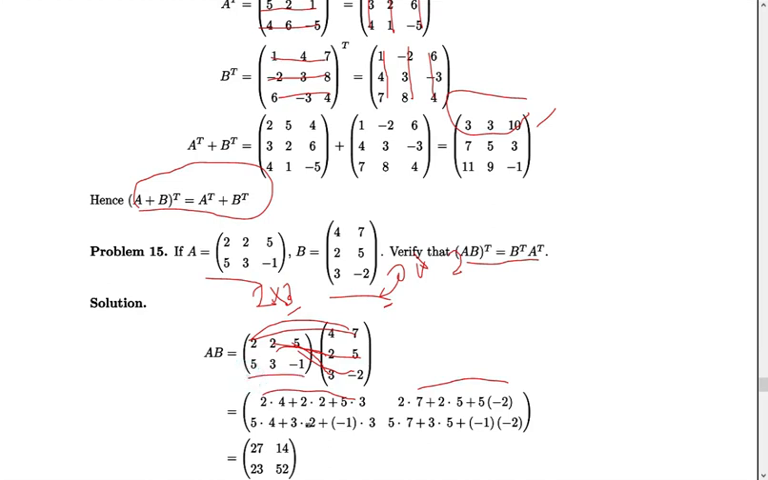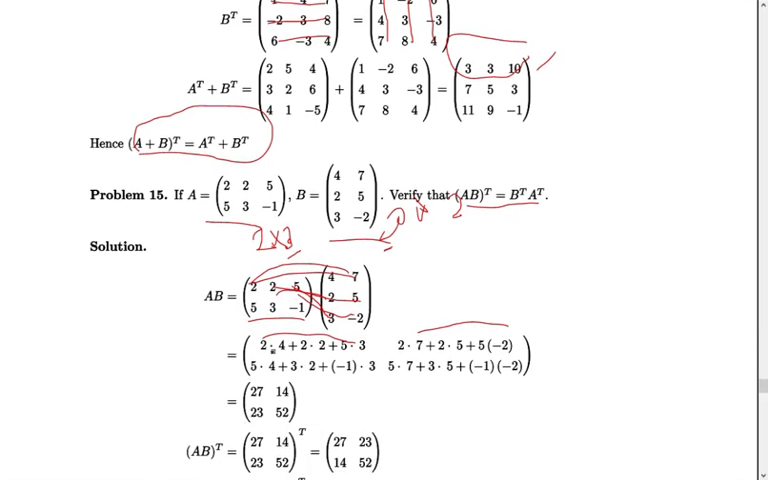So the answer is 8 plus 4 is 12, 12 plus 15 is 27, and so on. 14 plus 10 minus 10, so the answer is 14. 20 plus 6 is 26, 26 minus 3 is 23. 35 plus 15 is 50, 50 plus 2 is 52. Okay, that's AB.